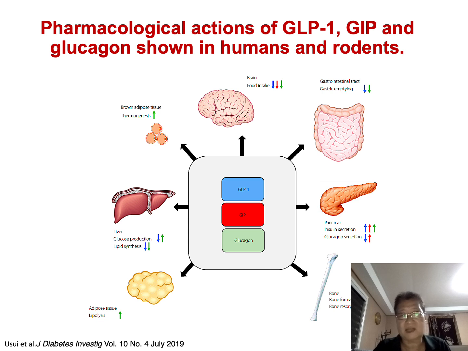Okay, this is just additional slides. The pharmacological action of glucagon like peptide or GLP-1 and GIP, and the glucagon in human and in rodent. The GLP-1 is in the blue arrow, GIP in red arrow, glucagon in the green arrow. You can note that the effect of GLP-1 on the bone marrow was not confirmed in human, just in animal studies, and that the effect of GIP on glucagon secretion was observed only when glucose levels were high. As I mentioned earlier, GIP can increase glucagon.